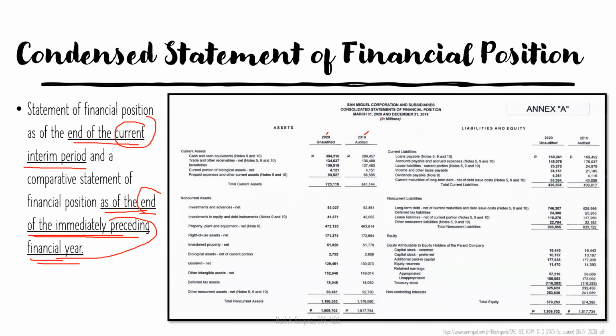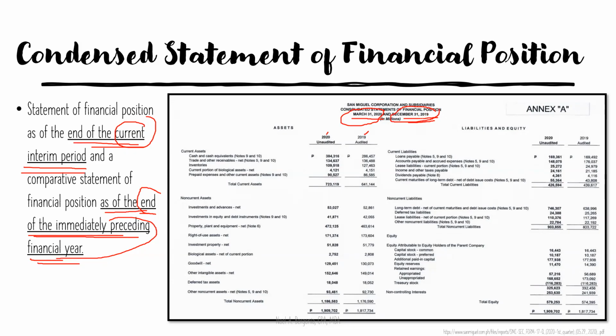Okay, so as you can see in the header, dito po yung comparison, yung ating end of the current period, interim period is March 31. Okay, so yun po yung end of the current interim period. Then, the most recent preceding year is the December 31, 2019. Okay, so ganyan po palagi if it is a condensed statement of financial position, no? The end of the current interim period, no? Comparing it with the most recent year end.